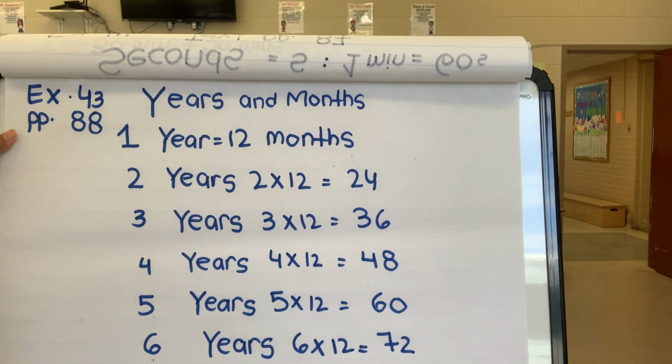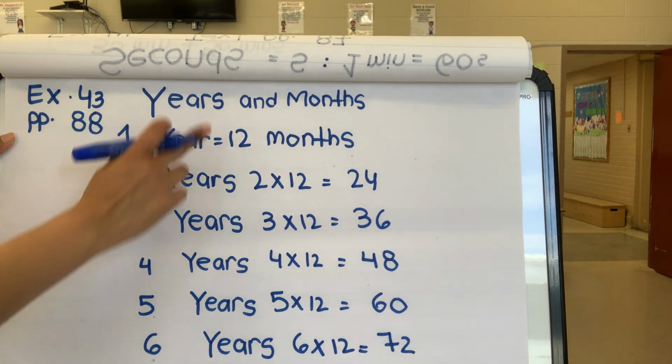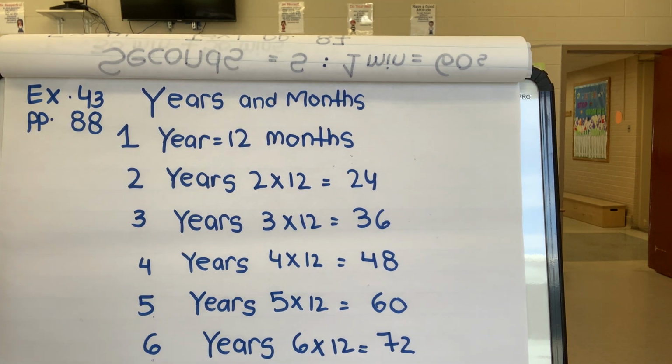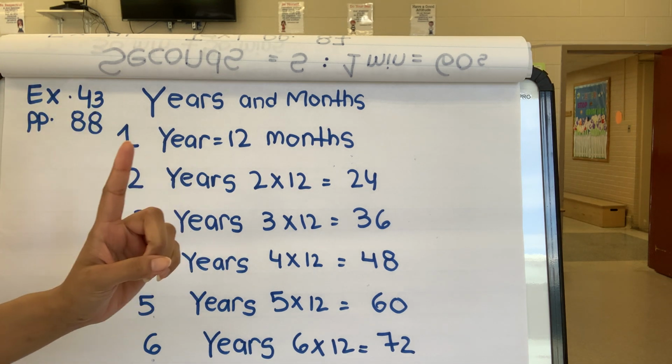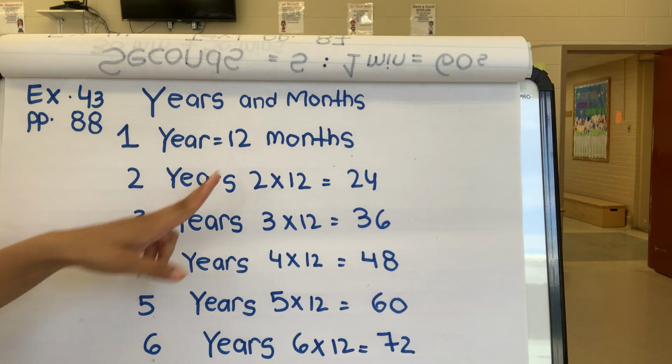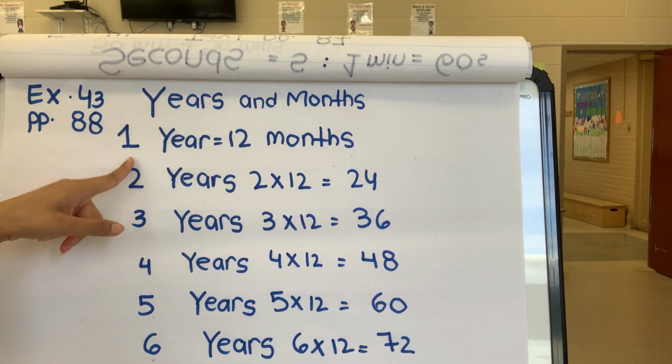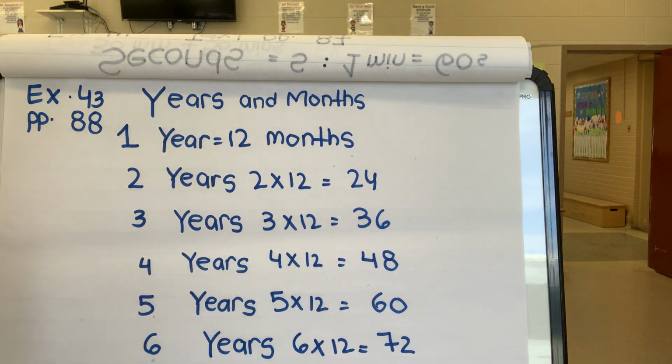Okay, so let us look at how we convert between months and years. First of all, we need to ask ourselves how many months are there in 1 year. There are obviously 12 months in 1 year, right? From January all the way to December, we have 12 months, and that makes 1 year.